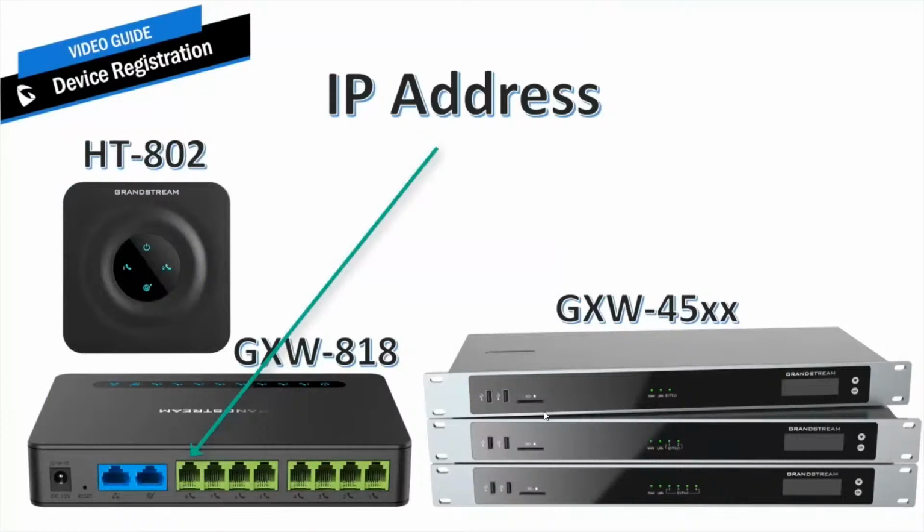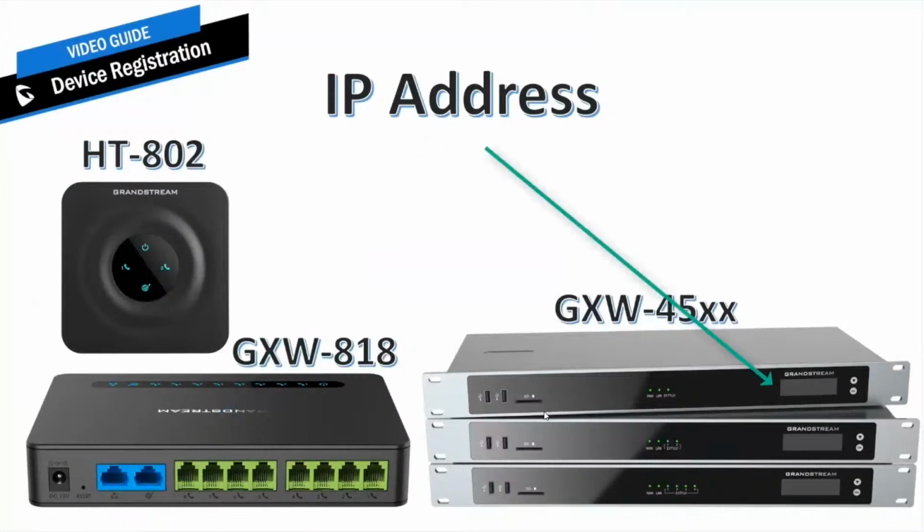So as we can see here, this is the HT802 and this is the HT818, that's the FXS port that you can plug the analog phone into. Then from that you can dial the triple asterisk, and then you can obtain the IP address.